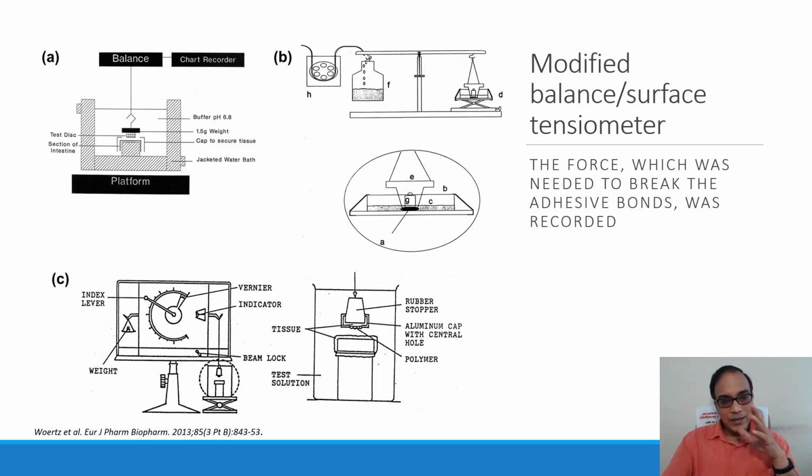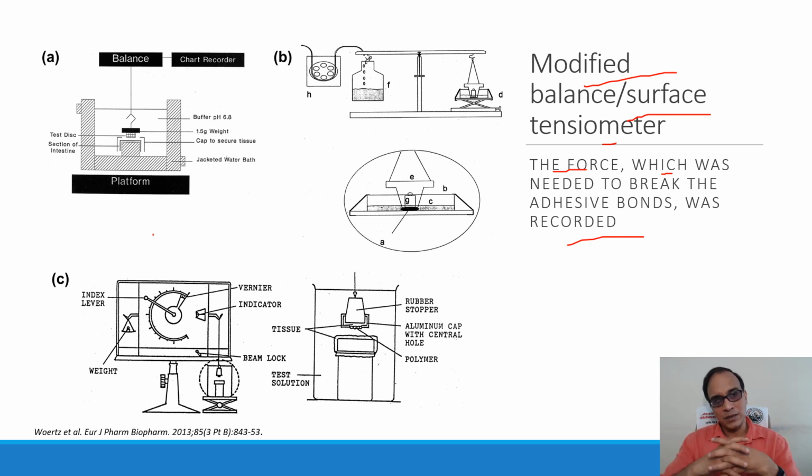Now let us see another test, the modified balance, or surface tensiometer. What we are doing here is recording the force which was needed to break the adhesive bonds. Whichever apparatus you take, A, B, C or D, in stage 1 we are affixing the balance with this mucosa, and we are again seeing what force is required for detaching it. It is a little bit different because we are checking the surface tension and how we can overcome it.